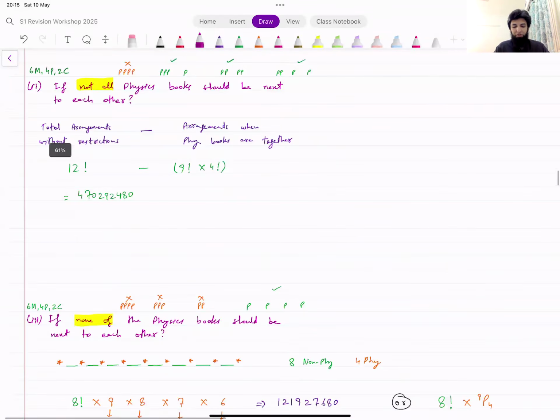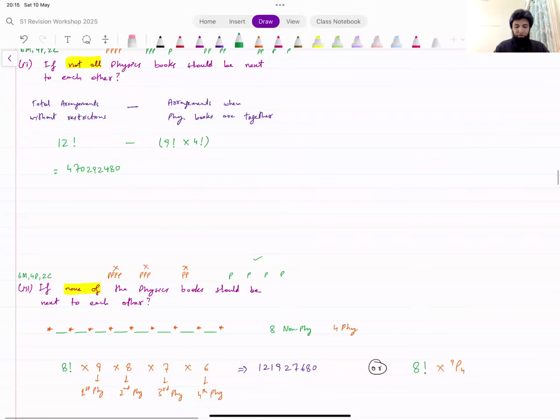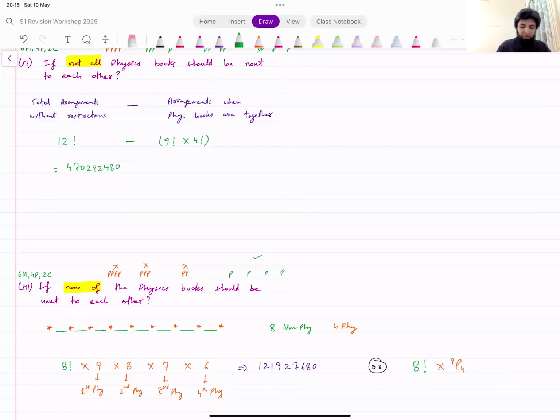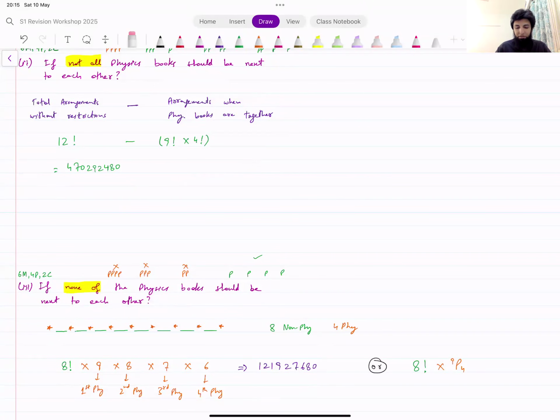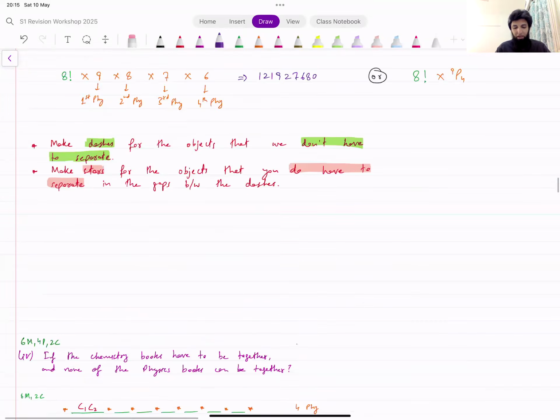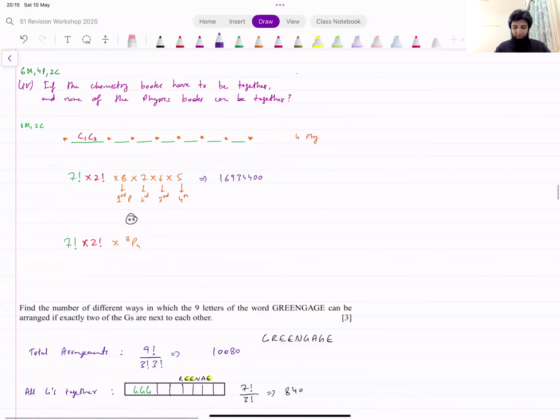But for more than 2 objects, you have to be careful. You have to know for sure whether this would work or this would work. You have to think about that. Okay. Not all means total minus together. None of means you use dashes and stars method. Okay, let's have a look at this now.